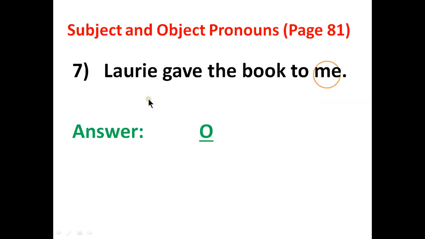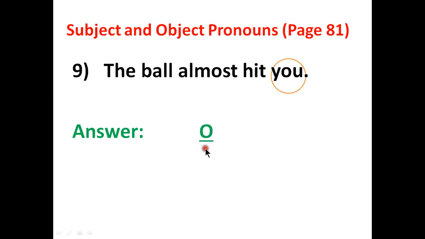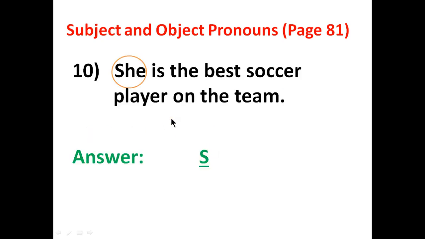Number 7, Laurie gave the book to me. The word me is an object pronoun. Please circle it and write O on the line. Number 8, it can run on batteries. The word it is a subject pronoun. You will circle it and write S on the line. Number 9, the ball almost hit you. Now this you is an object pronoun. You will write O on the line. Number 10, she is the best soccer player on the team. The word she is a subject pronoun, so you will write S on the line.